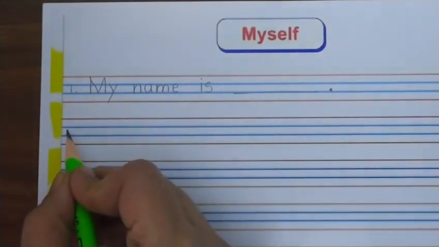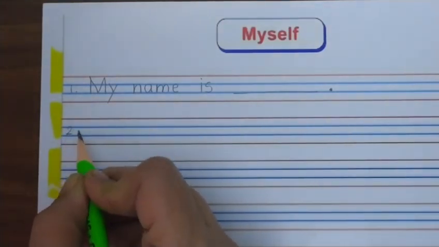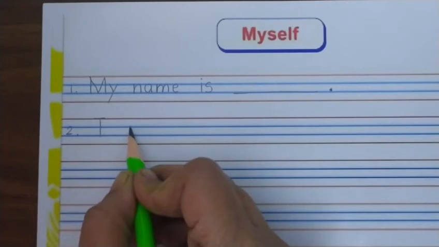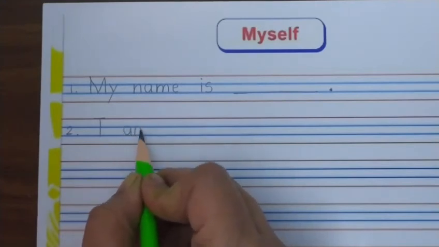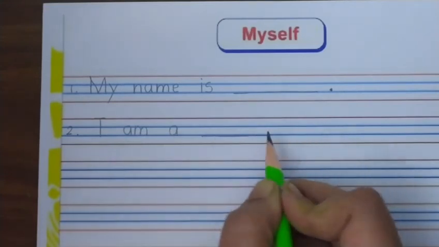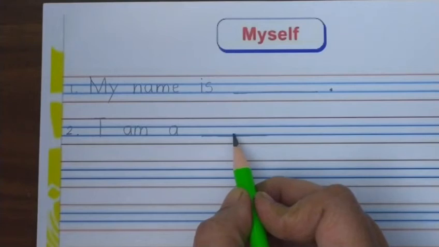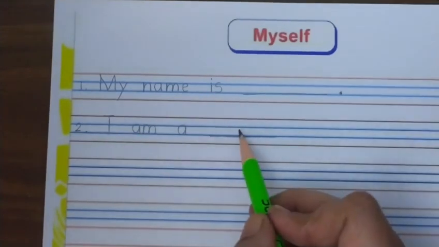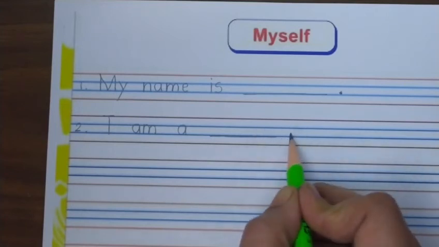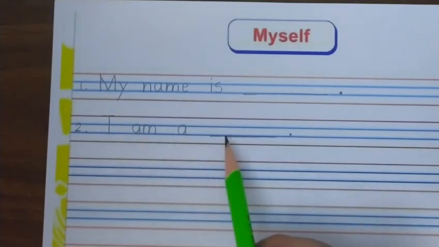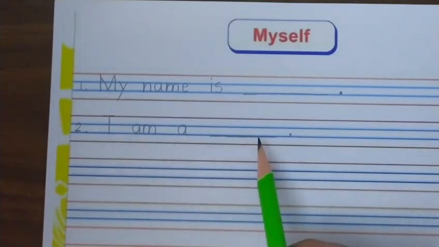Now the second sentence. I am a dash. Children, here you have to write whether you are a boy or a girl. If you are a girl, you have to write I am a girl, girl. Full stop. If you are a boy, you have to write I am a boy, boy.